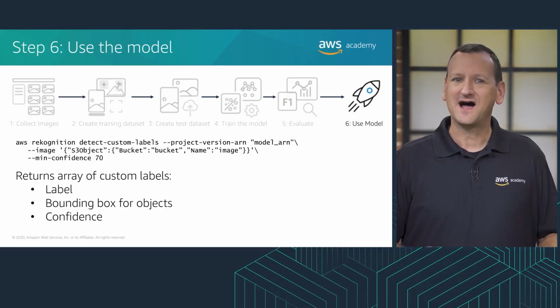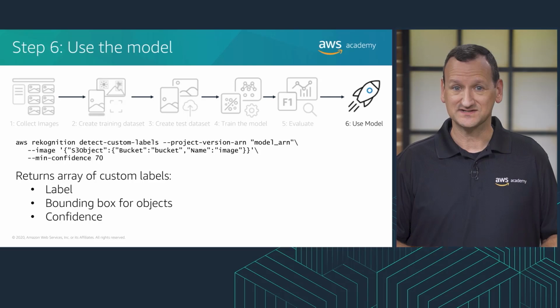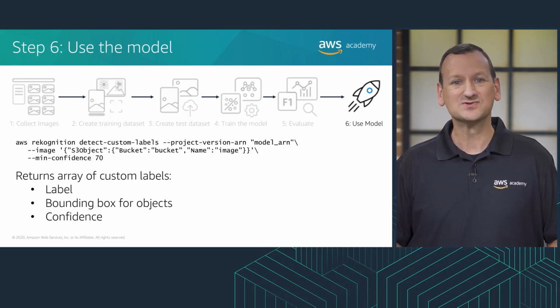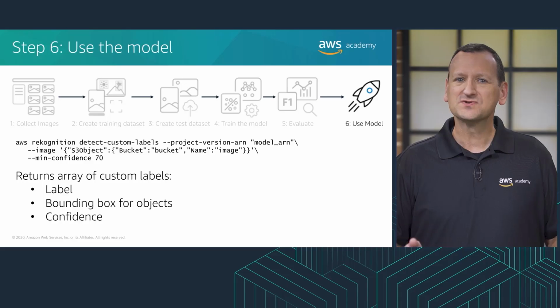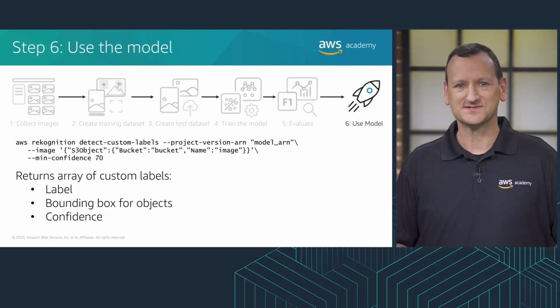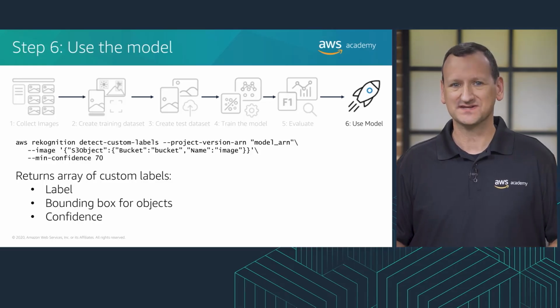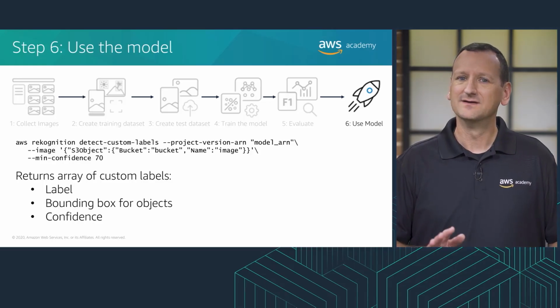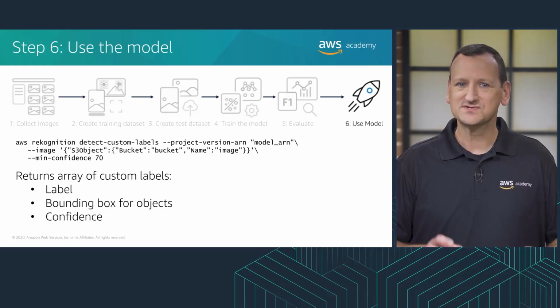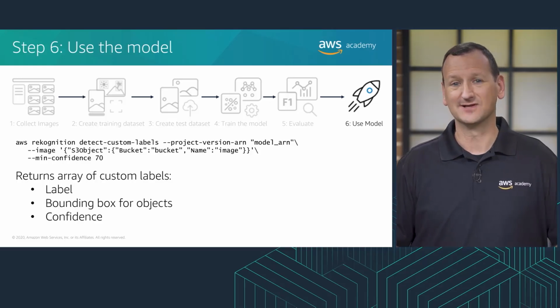If you find that the confidence values returned by the detect custom labels operation are too low, consider retraining the model. You can restrict the number of custom labels that are returned from the detect custom labels operation by specifying the max results input parameter. The returned results are sorted from the highest confidence to the lowest confidence.